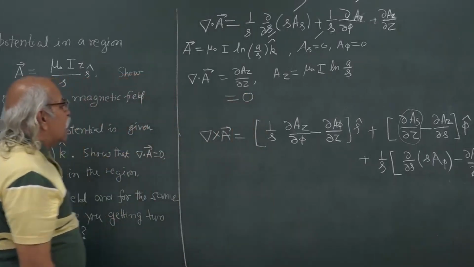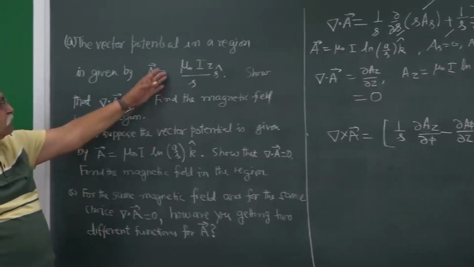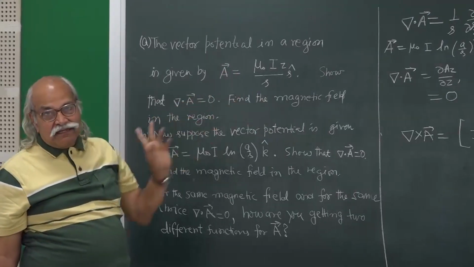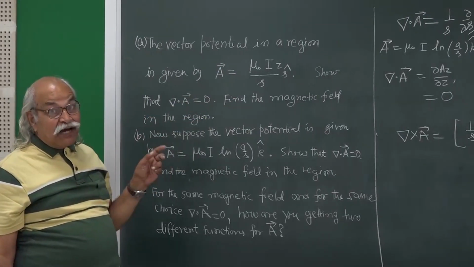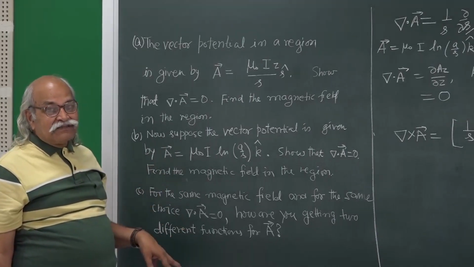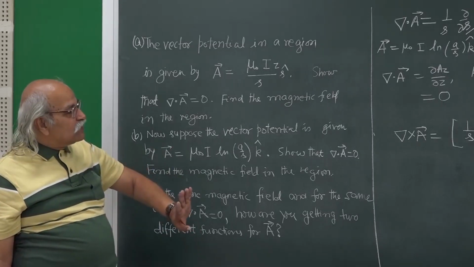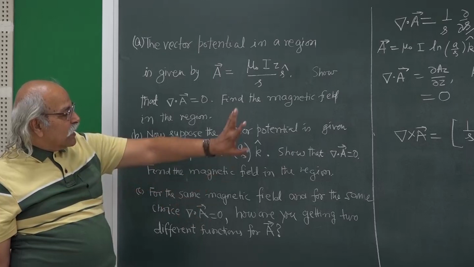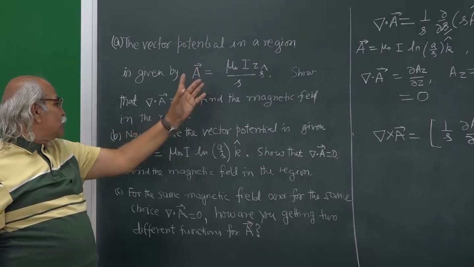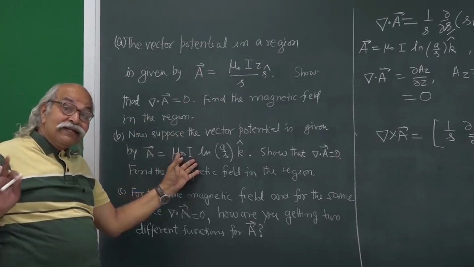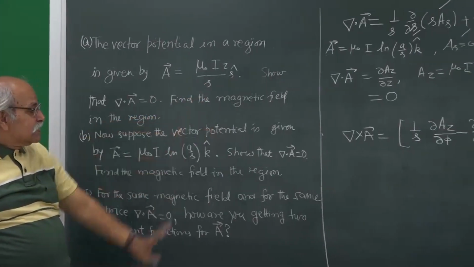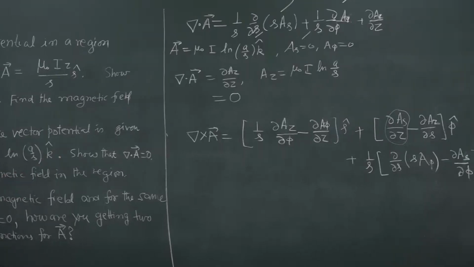So, divergence of A was 0 for this vector potential, and divergence of A is also 0 for the other potential. In fact, this was our choice. We use vector potentials with this condition that divergence of A is 0, and this calculation shows that we have chosen this vector potential according to the convention that divergence of A is 0. So, both are having 0 divergence. Next part is find the magnetic field in the region.